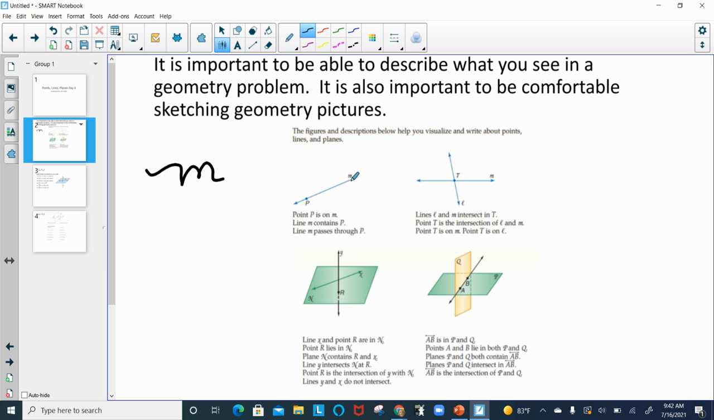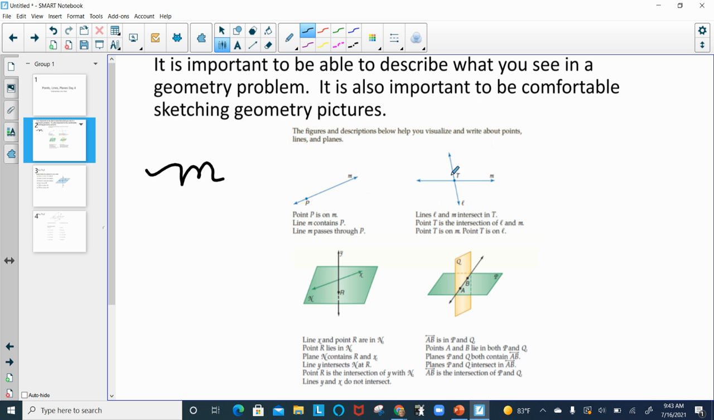So continuing looking at this, line M contains P. That means that line M has point P contained on it. Or line M passes through P, because if you drew that line M, you would come into contact with point P. So these words here are all ways of describing this particular scenario.